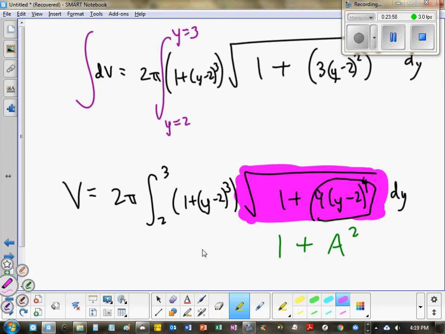So 2 pi, and then integral. And by the way, the best choice really is Desmos or Wolfram Alpha, but I already have my TI-89 out. I might as well use it. And I haven't practiced typing on this in a while, so it's good practice for me. So I have 1 plus (y minus 2) cubed times the square root of 1 plus 9(y minus 2) to the 4th, close parentheses for the square root. And I'm missing a parenthesis, that would be for the overall square root.